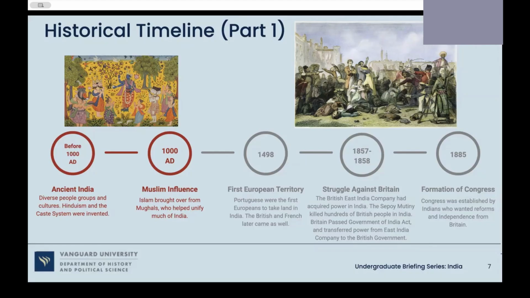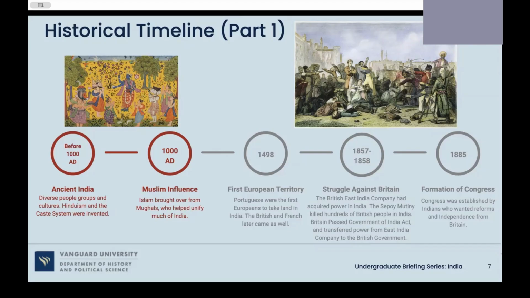So the British government took over power from the British East India Company, and they passed the Government of India Act, which transferred the power to the actual British government. There's a photo of the mutiny on this slide, so you can kind of get an idea of the time period and what it might have looked like.